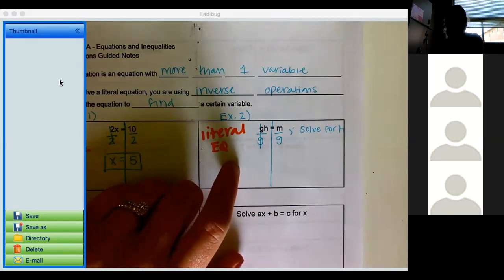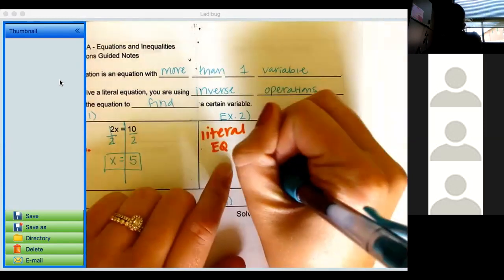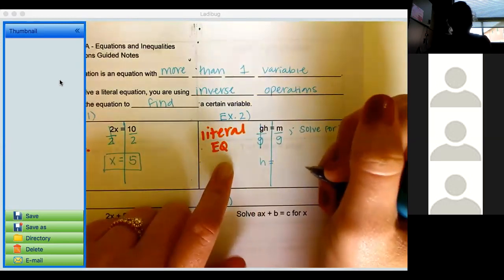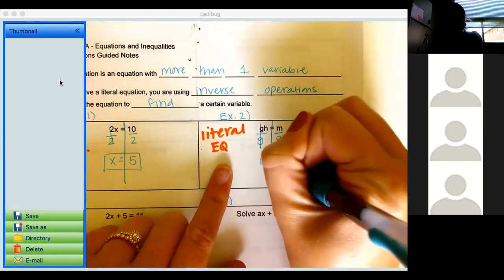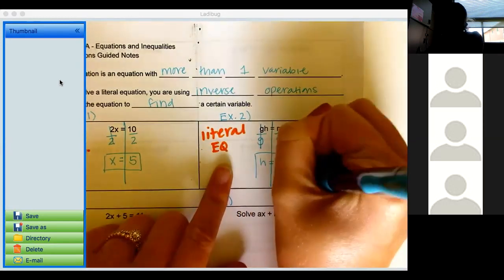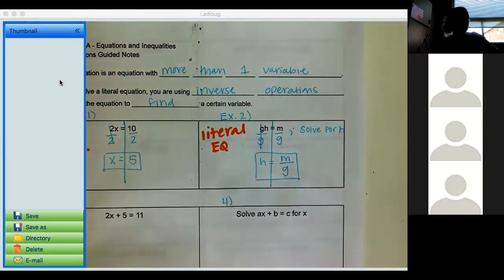Now this is the part that's easier. You ready? Can we do M divided by G? We don't know what that is, do we? So look, this is why it's called literal, because you literally write what it says. M divided by G, and you get to leave it just like that. So there's no simplifying. You literally write whatever it says, and that's it.